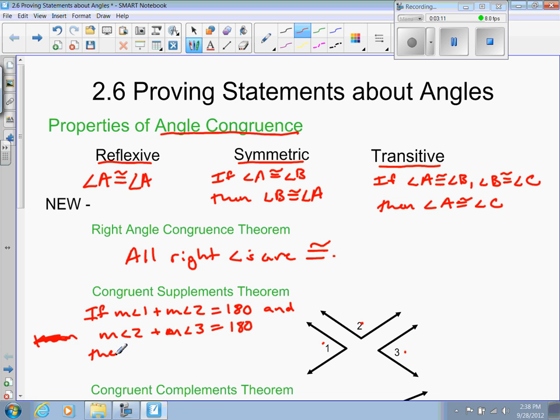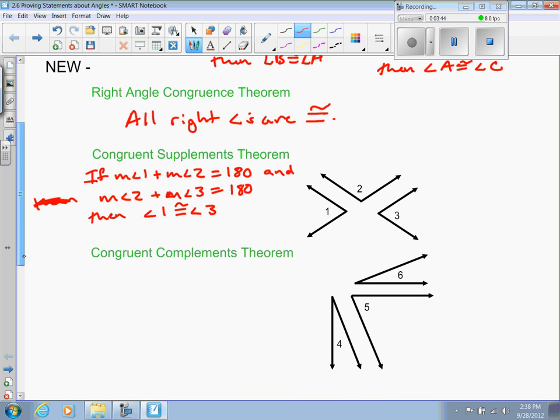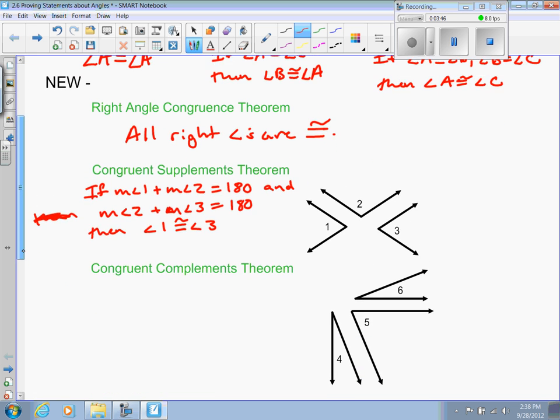Then angle 1 is congruent to angle 3. So these angles don't even necessarily have to be next to each other, but angle 2 is a supplement to both angles. It's what we're adding to get 3 up to 180 degrees, and it's what we're adding to get 1 up to 180 degrees, so therefore 1 and 3 have to be congruent. They have to be the same. You can save some steps in a proof by having that one down.